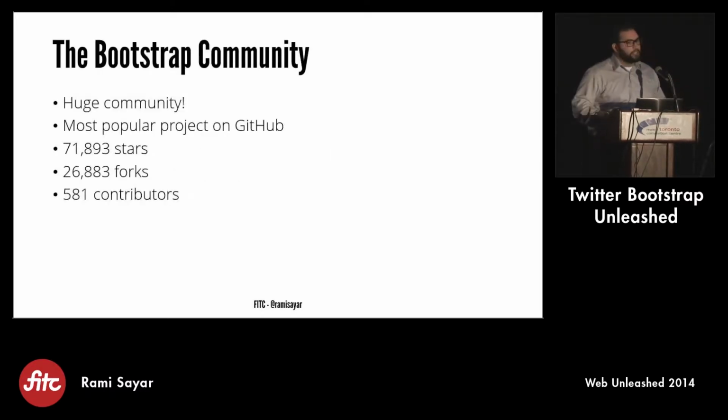About the community, it's huge. It's a huge community. It's the most popular project on GitHub. There's 71,000 and more stars on the project. It's got more than 26,000 forks. And think about this. It's got 581 contributors, 581 different people who've added a line of code into the Bootstrap project. So it's huge. It's a huge project, extremely popular, great community, lots of add-ons.